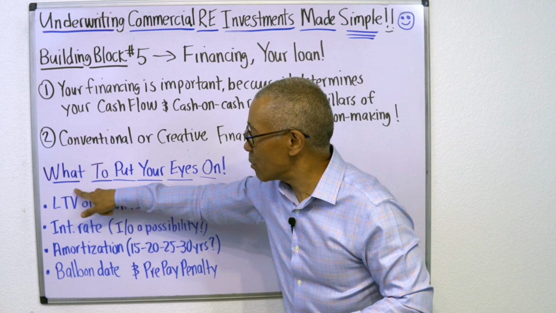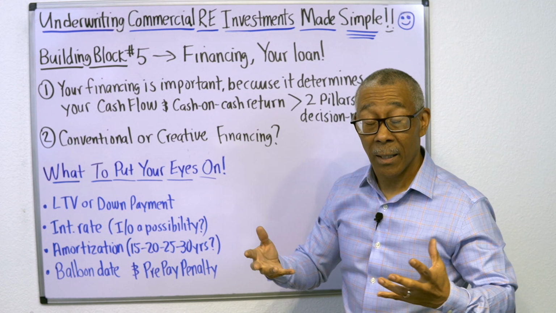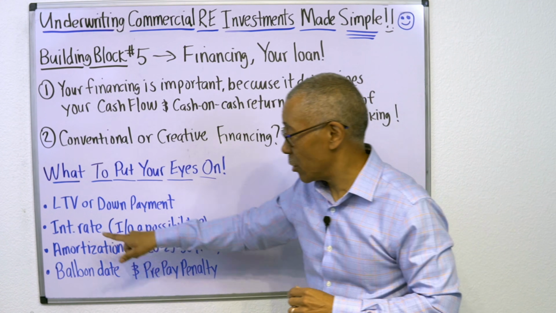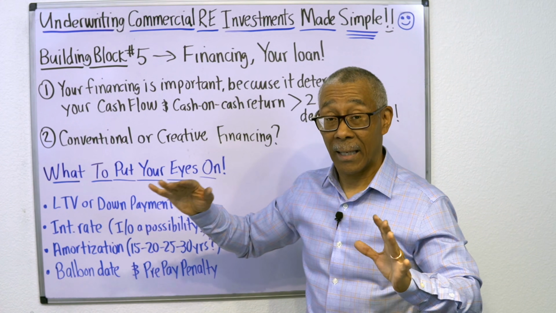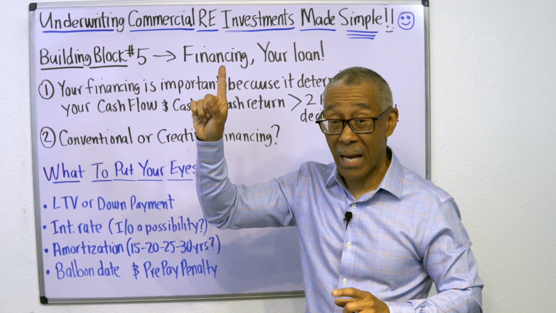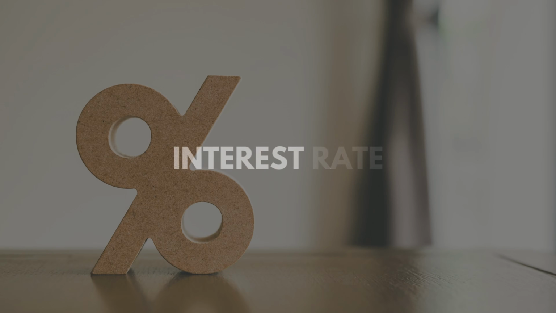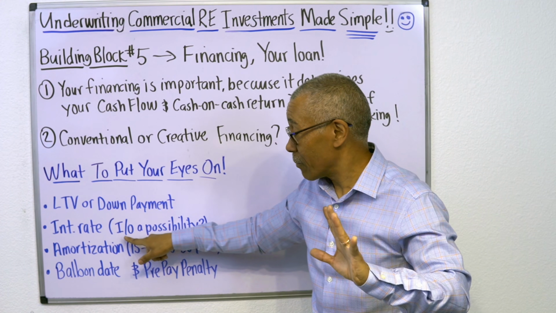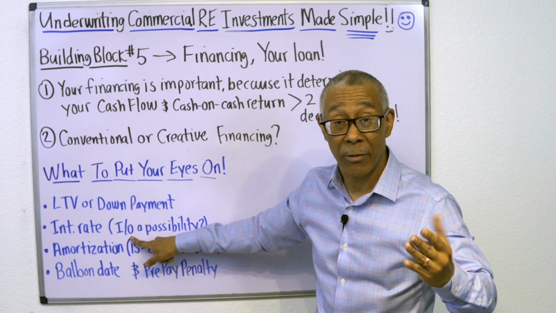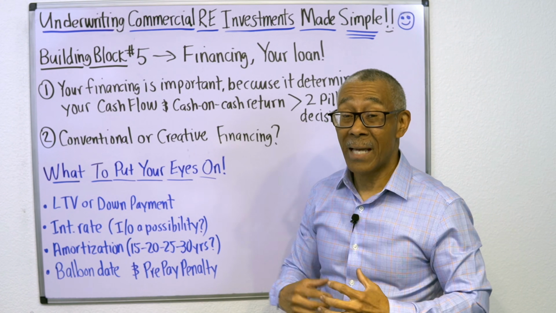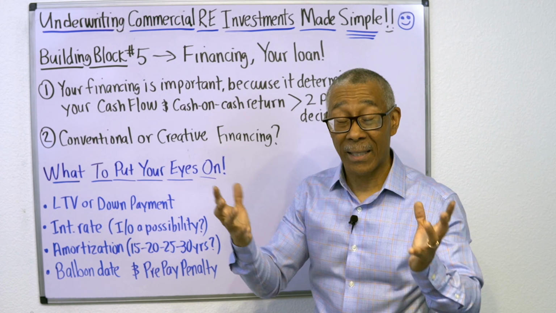All right, now here's what to put your eyes on in this situation. When you're considering a loan, part of your underwriting is to pay attention to the loan to value, or what we call the down payment. The lower the down payment, the higher your cash on cash is. You also have to take into consideration the interest rate. As you know, today they're pretty high. Is getting an interest-only option for a year or two a possibility? You should ask a lender, because that boosts your cash flow and your cash on cash return, and gives you a chance to cash flow greatly out of the box.